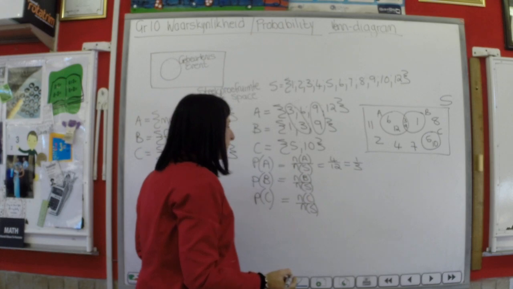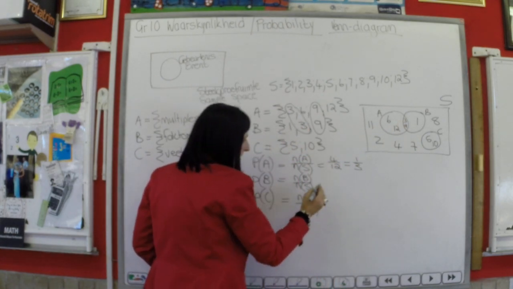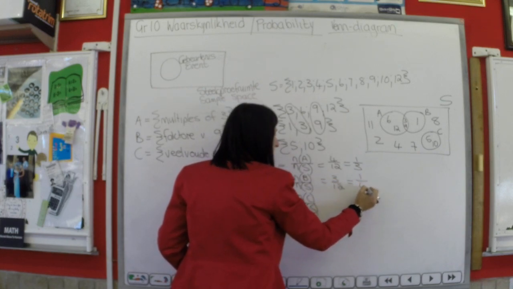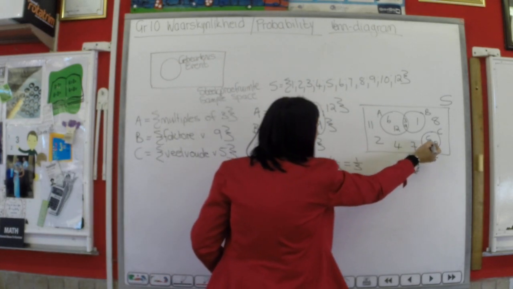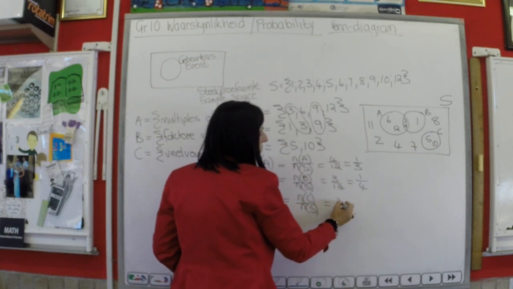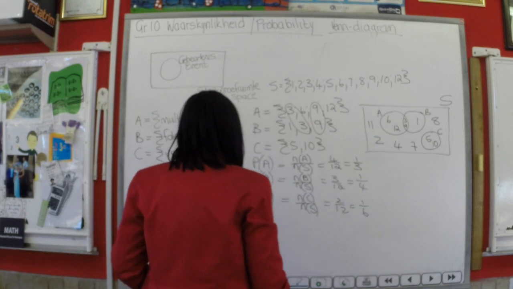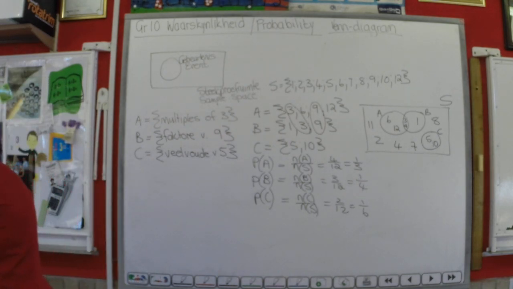Moet altyd vereenvoudig. Number in B, 1, 2, 3. Dis 3 uit 12 en dit is 'n kwart. You must simplify. Number in C, only 2. So dis 2 uit 12 en dit is gelyk aan 'n 6de. That's the probabilities that you need to calculate.